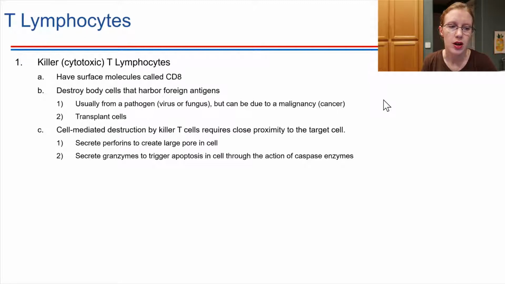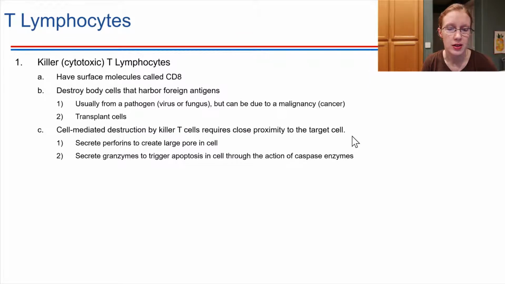Cytotoxic T cells are also the ones that sometimes overreact to transplanted tissues, so transplants from one person into another. Sometimes that leads to immunorejection, and that's due to the activity of the cytotoxic T cells. So again, we said T lymphocytes have to be close to their target in order to do their job. They can't act at a distance. A couple of reasons for that.